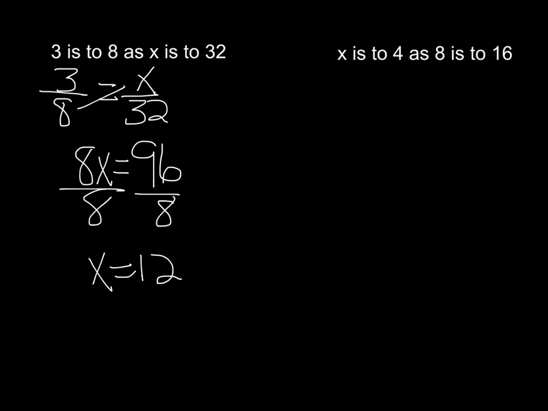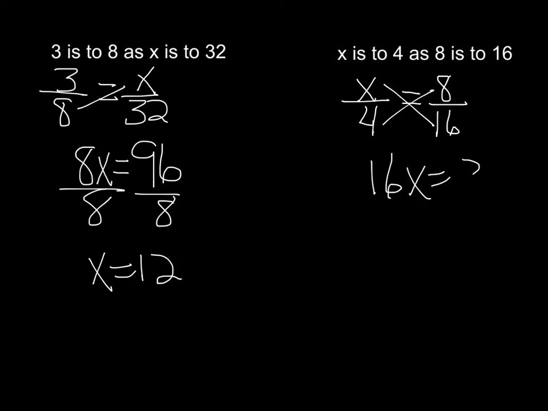One last example. x is to 4 as 8 is to 16. We'll cross multiply. 16x equals 4 times 8, which is 32. Now we'll divide by 16, and we get x equals 2.